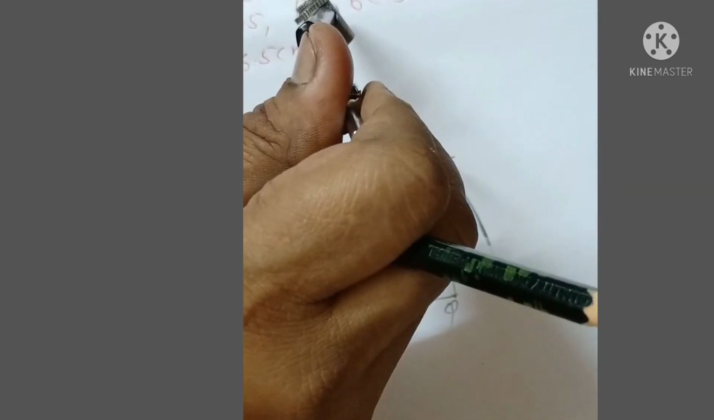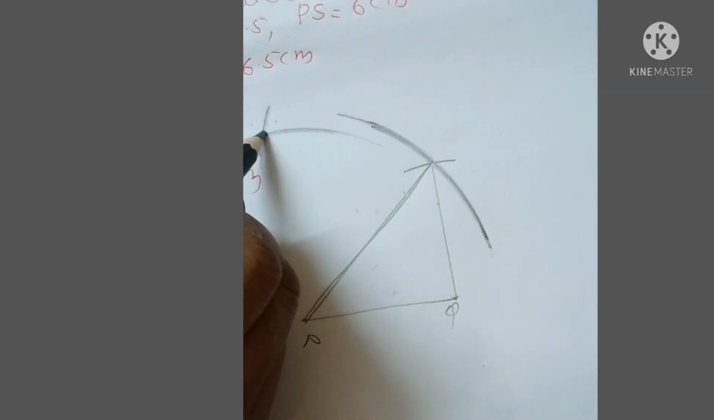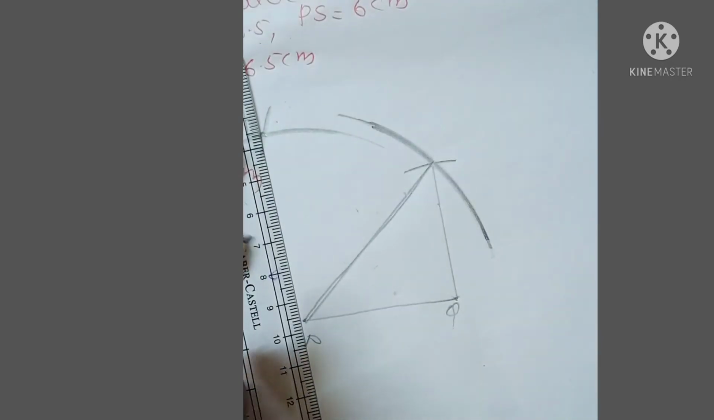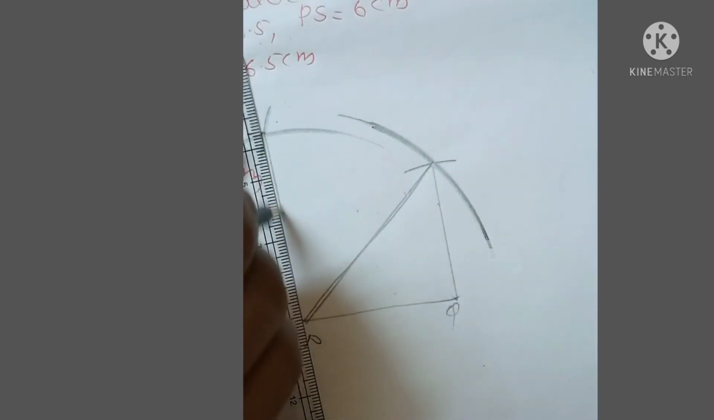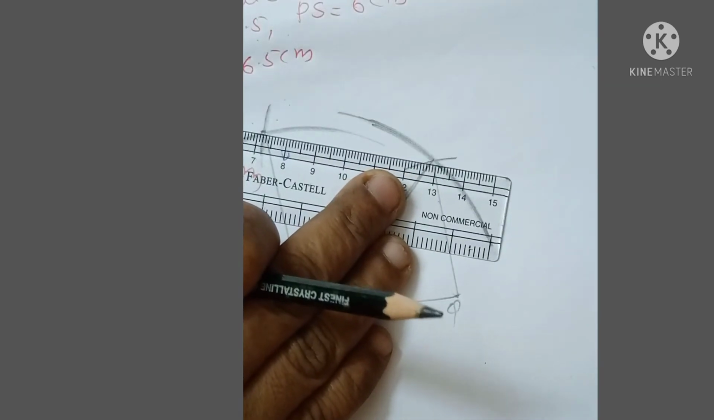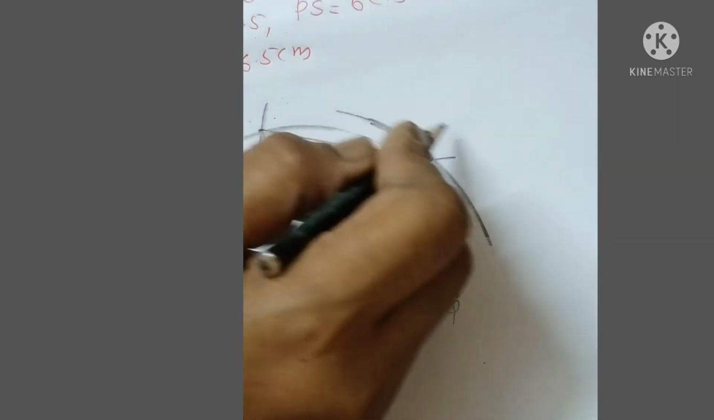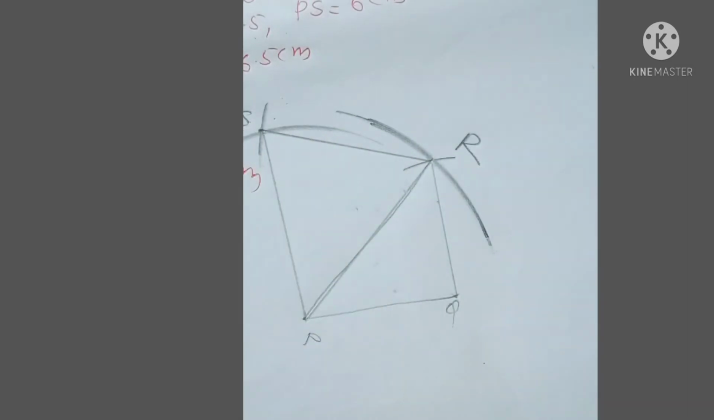So here 9.5. Then these two arcs again meet at a point. Then join that point with P and that point with the first point that we already constructed using compass. So this is the required PQRS. First all of you draw a rough figure, then only with the given measures we want to construct the quadrilateral.